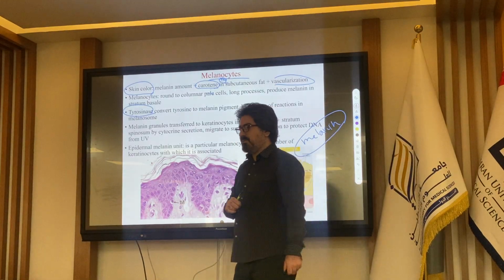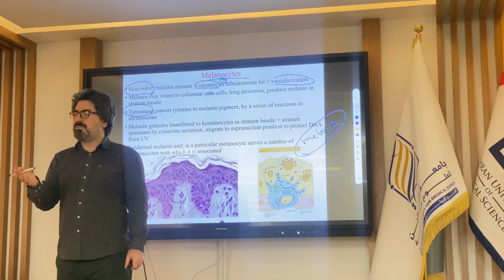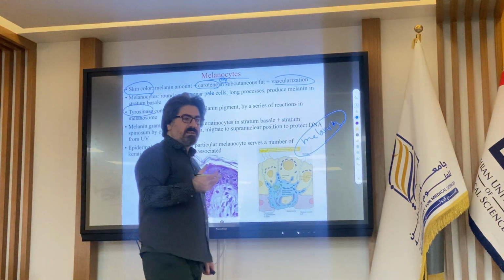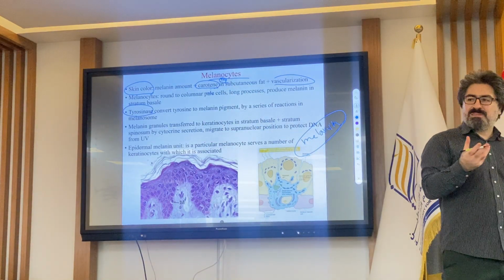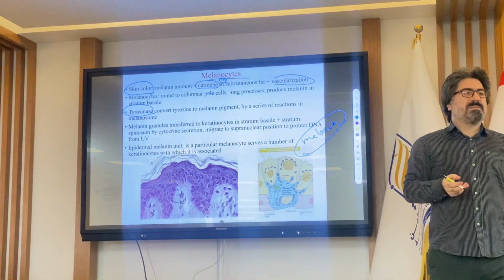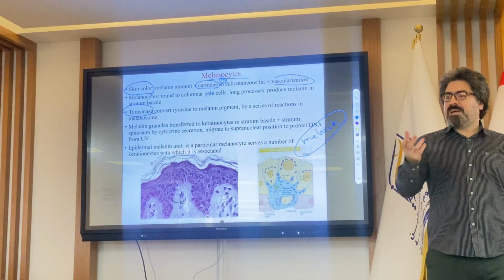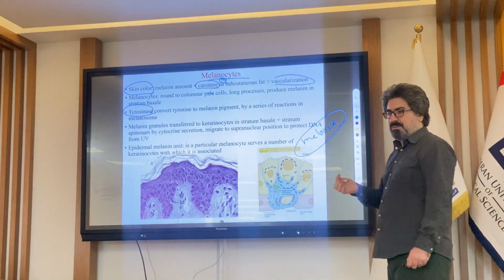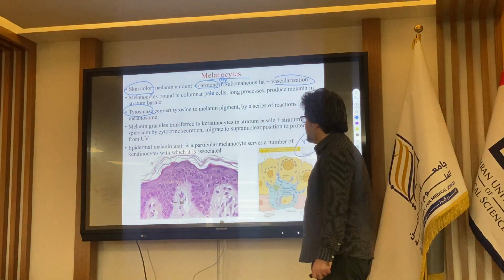There are two types of melanin. Eumelanin, that is brown or black. And another melanin is pheomelanin, reddish melanin. In red hair, for example, there is pheomelanin, but in black hair, there is eumelanin. Okay? So there are two types of melanin, eumelanin and pheomelanin.